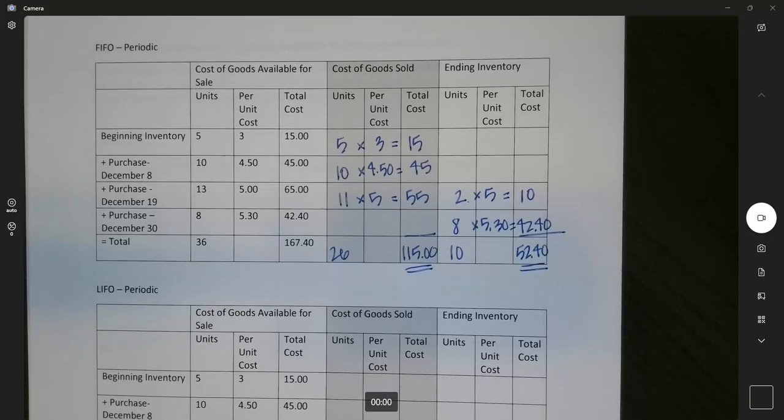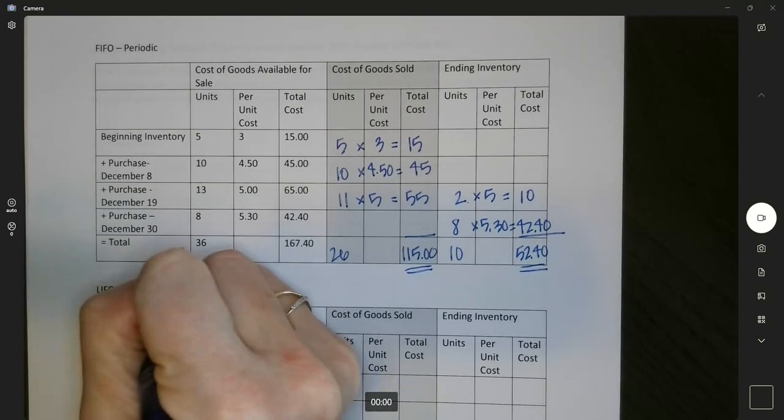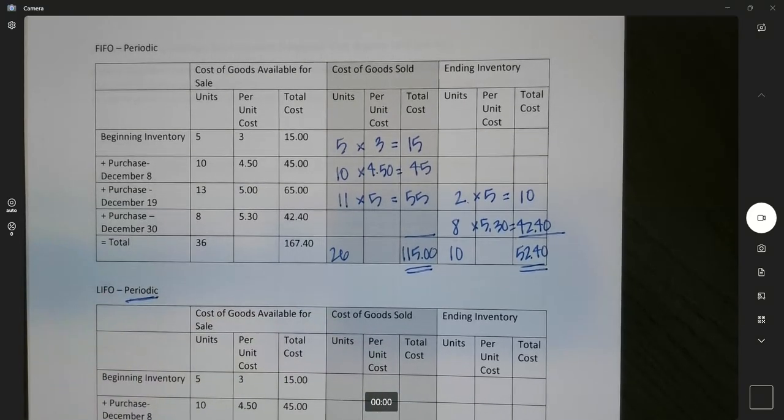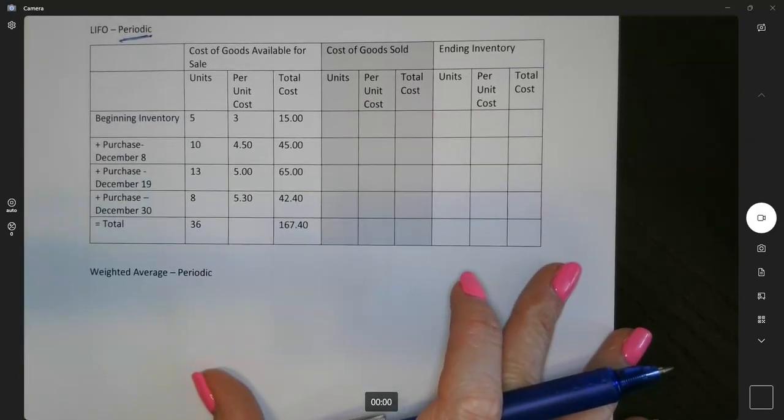Now, LIFO and weighted average will be different depending on whether they're periodic or perpetual. Specific identification and FIFO are the same in either of those aspects. But LIFO for periodic, it will matter if it's periodic or if it's perpetual, and same with weighted average. Right now, we're going to look at LIFO and periodic.